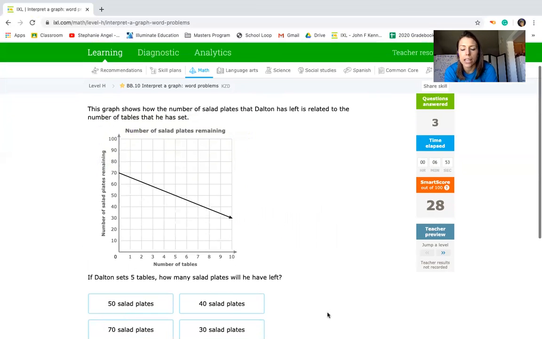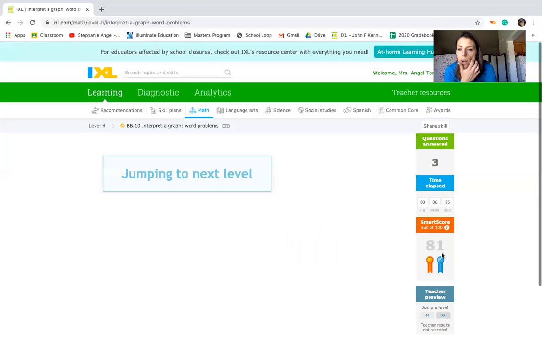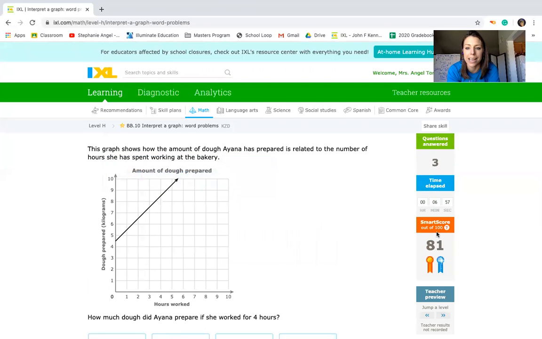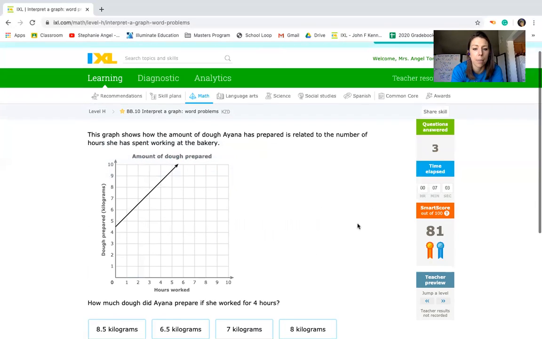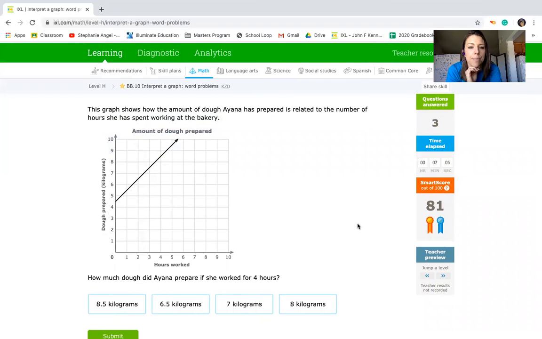All right, let's go ahead and jump a level here. So that was only up to a SMART score of 28. Now let's get all the way up to a SMART score of 81. So now we're getting past the preliminary problems and going into some that might be a little bit more challenging. Let's see. This graph shows how the amount of dough Ayana has prepared is related to the number of hours she spent working at the bakery. So she's a baker, it looks like.